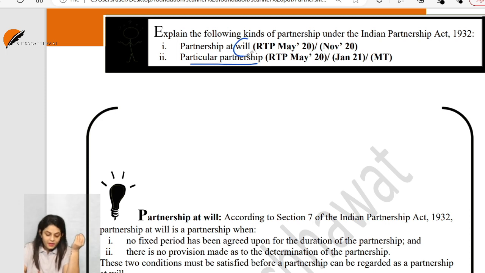What is partnership at will? It is at the will of the partners. No time is given to determine the partnership. That means we will continue the partnership as long as we want. One of the main features of this partnership is that any partner can give a written notice and retire from the firm or dissolve the firm.